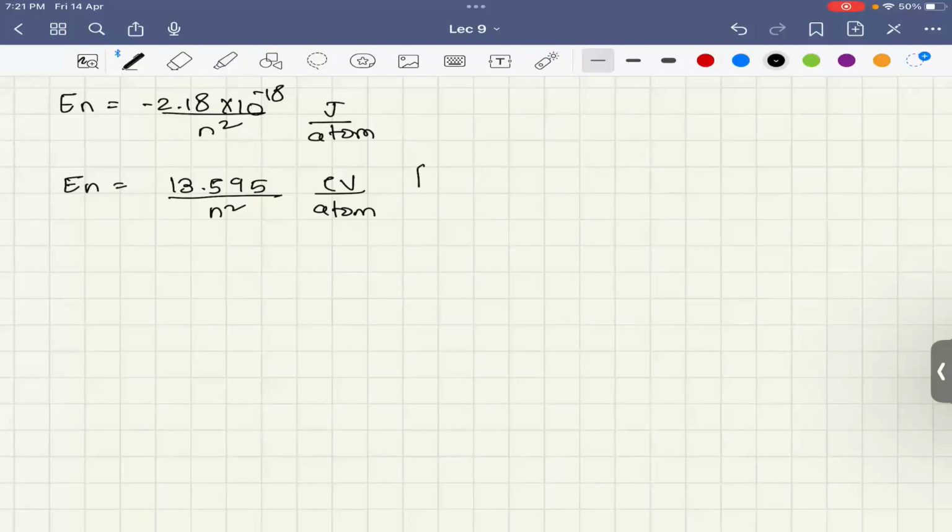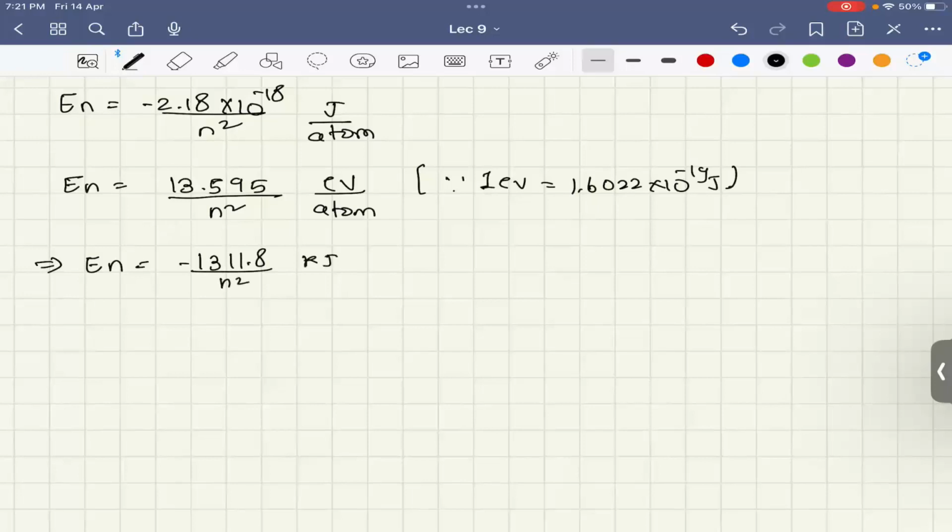Why? Because 1 electron volt is 1.6022 × 10⁻¹⁹ joules. And hence when we rearrange it, it comes to be minus 1138/n² kilojoule per mole, or we can approximate it as En equals minus 1312/n² kilojoule per mole, right?